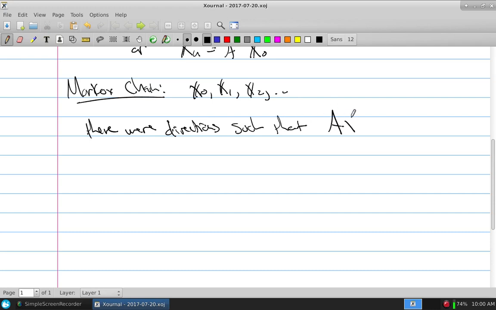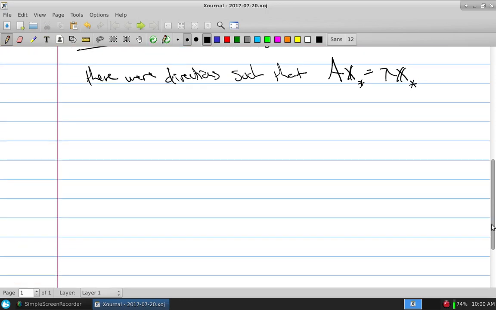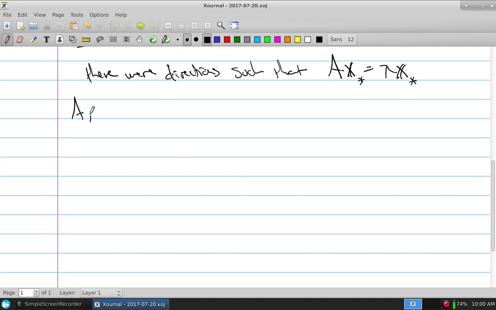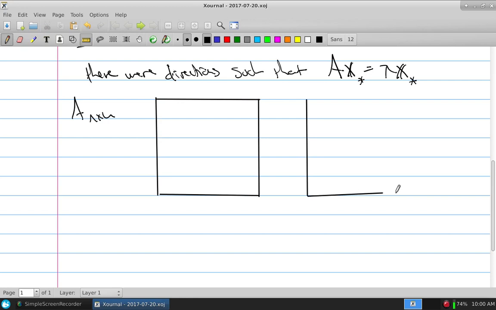such that when I took A times that particular direction, I would get a lambda times that particular direction. Let's call this star. So there are particular directions that we noticed that when I multiplied by A, and if I imagine A is a transform, if A is n by n, then multiplying by A is a linear transform from Rn to Rn space.